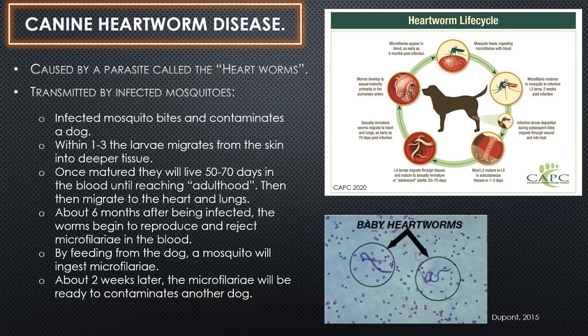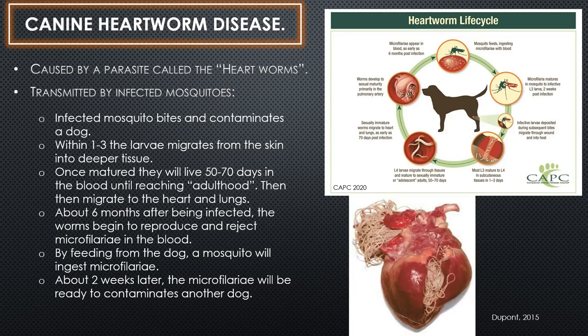This is what microfilaria looks like on a microscope slide, but I'm going to come back to that later. And this is what a heart looks like after a very severe and untreated heartworm disease. As you can see, the heartworm is growing very long and taking all the space in the blood vessels and in the heart itself, leaving close to no space for the blood to flow and the heart to beat.